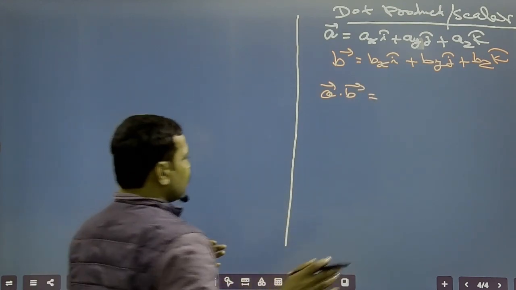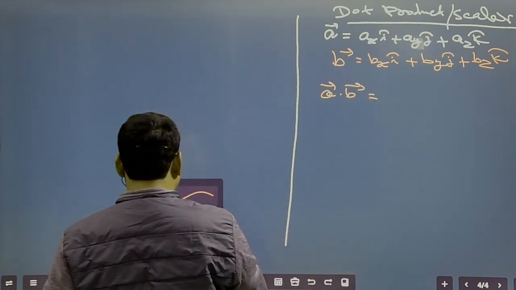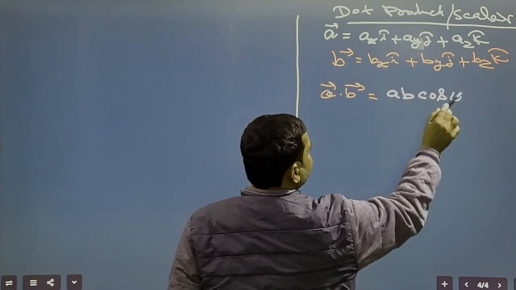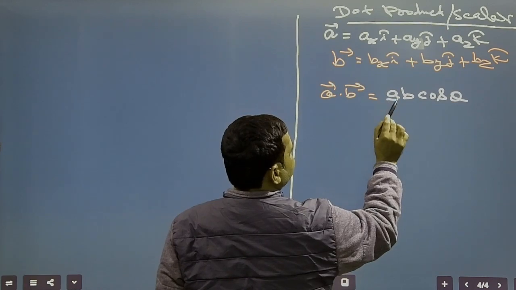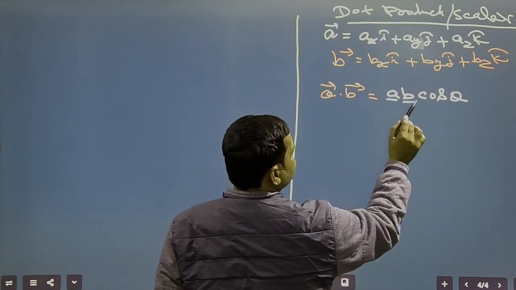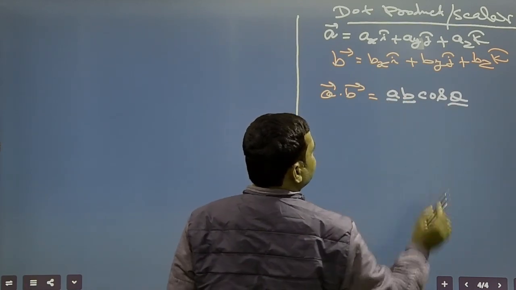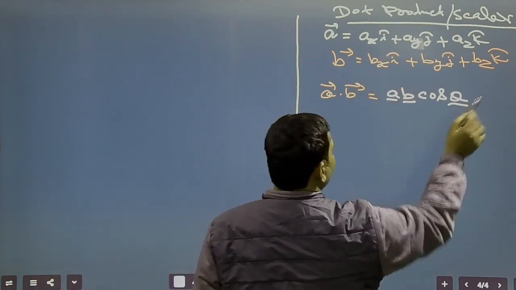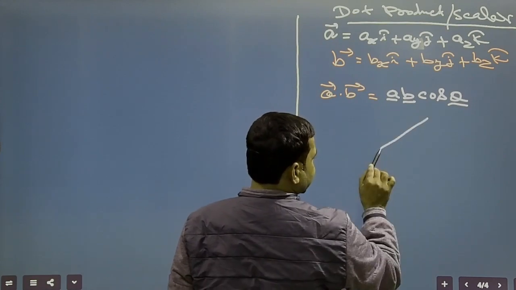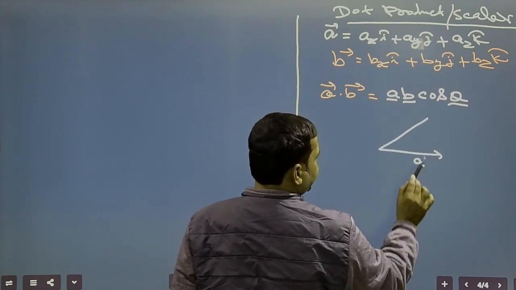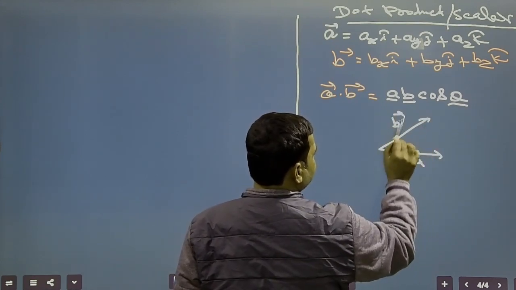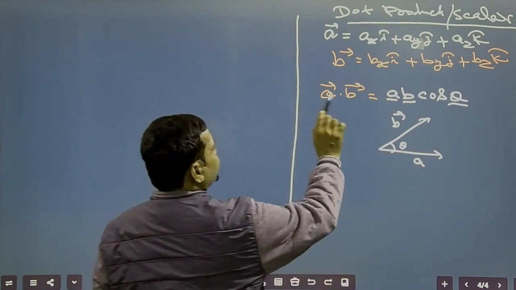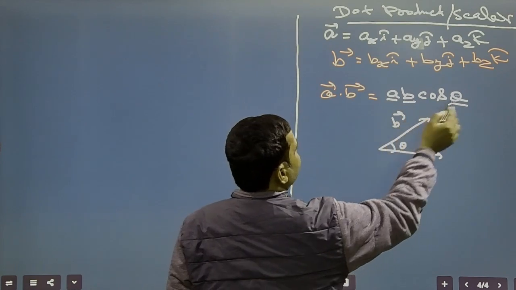So if we want to find out the dot product of two vectors, then the formula is that the dot product of two vectors is given by AB cos theta. So here, what is A? Magnitude of A. What is B? Magnitude of B. And what is theta? The angle between two vectors A and B. So graphically, if vectors are given like this, suppose this is your A and this is your B, then the angle between them is theta. So the dot product A dot B will be equal to AB cos theta.